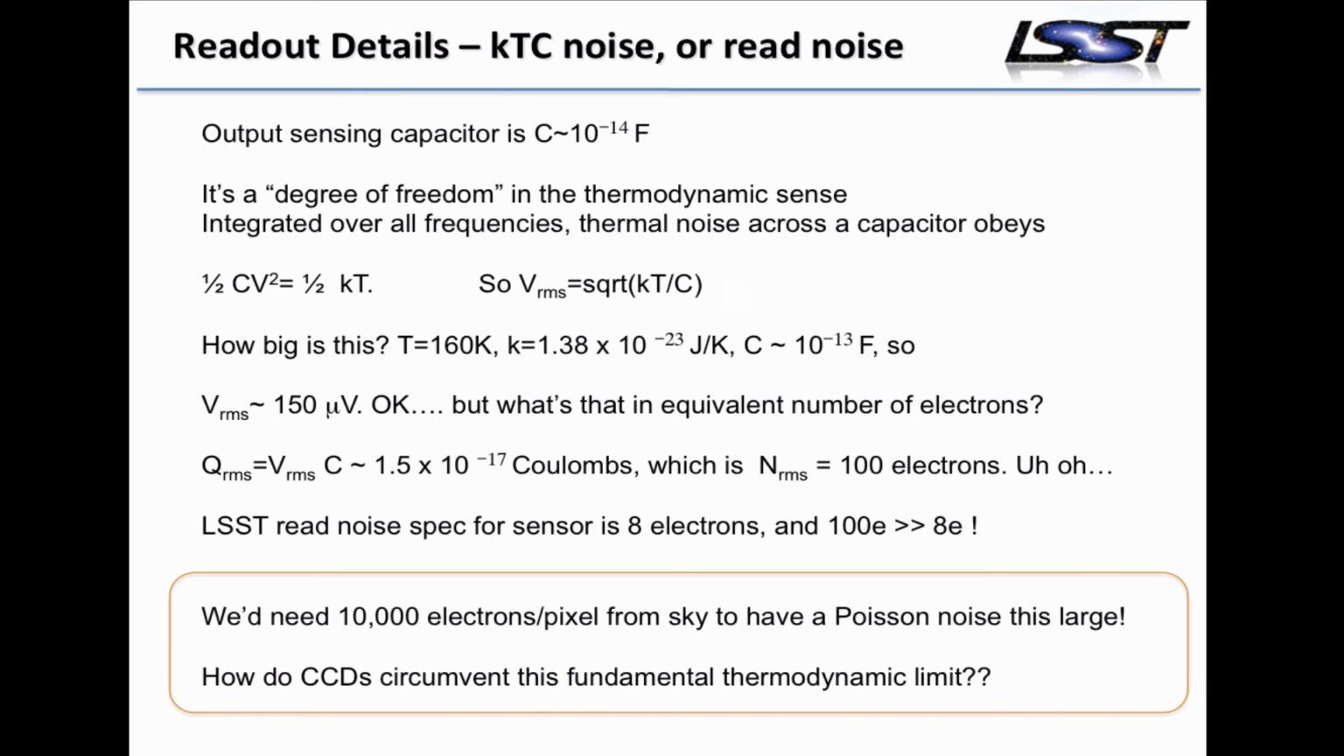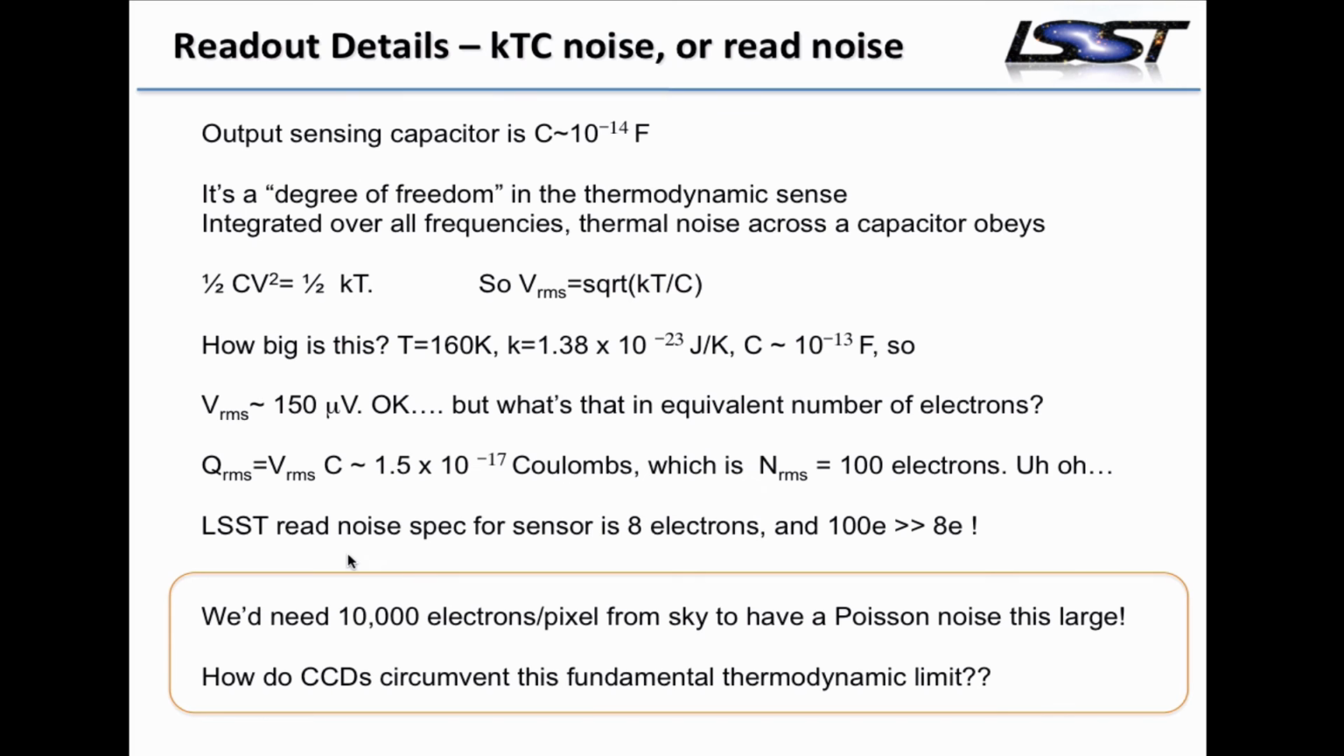And in all measurements that we make in physics, we strive to achieve either a thermodynamic or a quantum mechanical limitation to the measurement that we make. If we get to that point, you can't do any better. So let's go through that. So here's the temperature of the sensor, here's Boltzmann's constant, here's the capacitance, you plug in the numbers, and the RMS voltage is 150 microvolts. Okay, thanks a lot. That's not an informative set of units. Converted into electrons, I get an RMS noise at the output of 100 electrons.